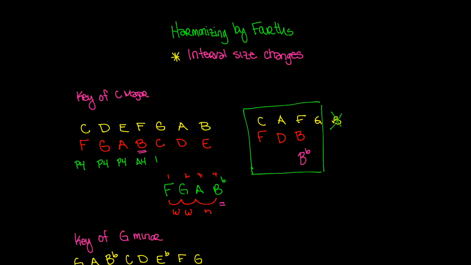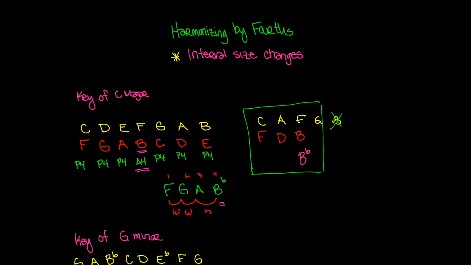Now let's continue on. Let's look at some more. G to C is a perfect fourth. A to D is going to be a perfect fourth. And B to E is going to be a perfect fourth. Okay, so the interval size definitely is changing here.